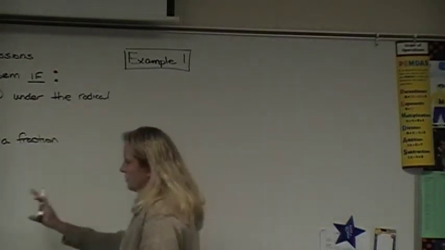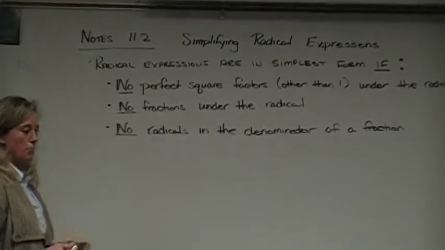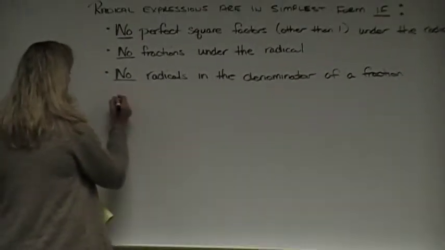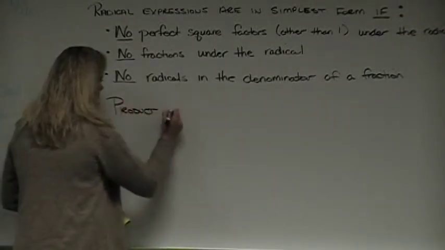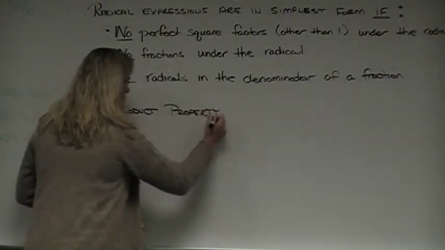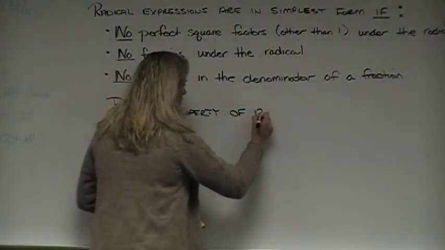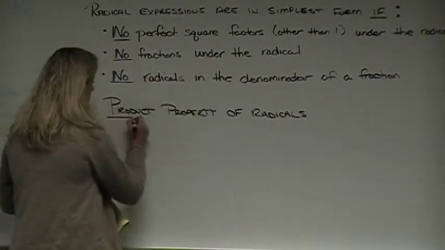Well, first of all, I'm sorry, I didn't mean to say example 1. Let's go down here. I want to give you the first property that we're going to deal with today. We're going to deal with 2 properties: the product property of radicals and the quotient property of radicals. First, the product property of radicals, and then I'll add the quotient property here in a minute.